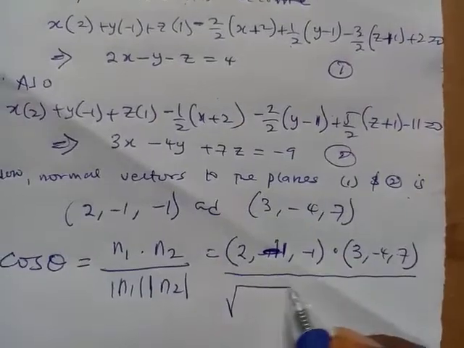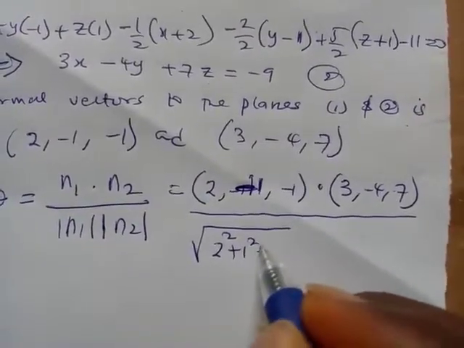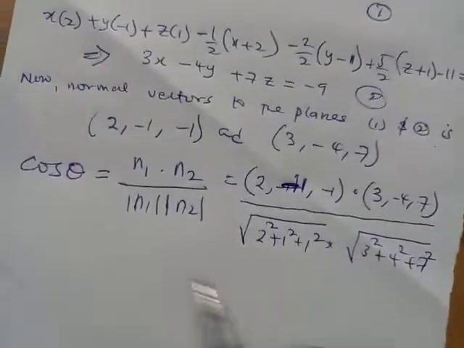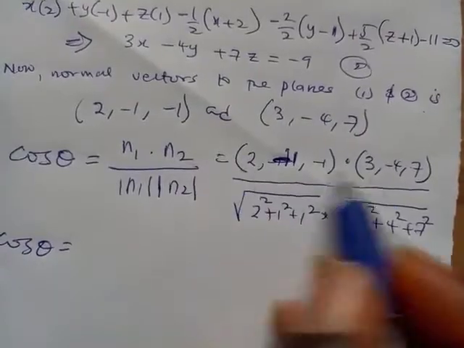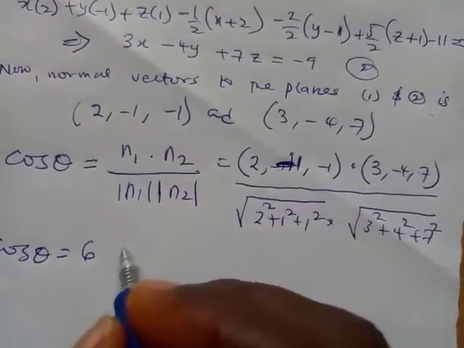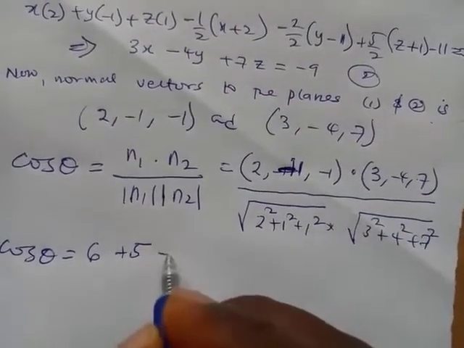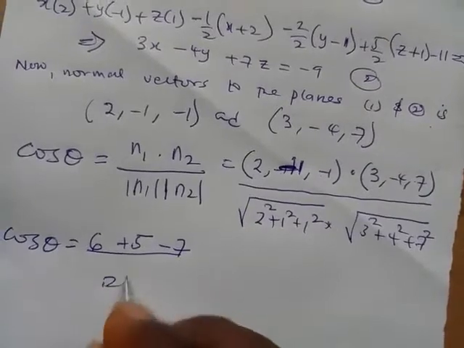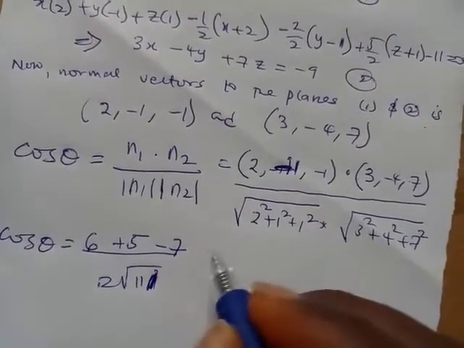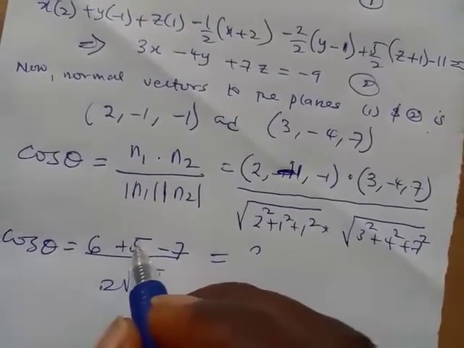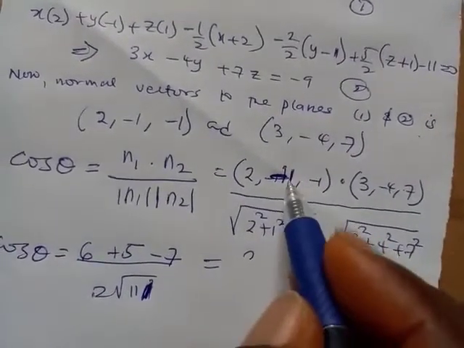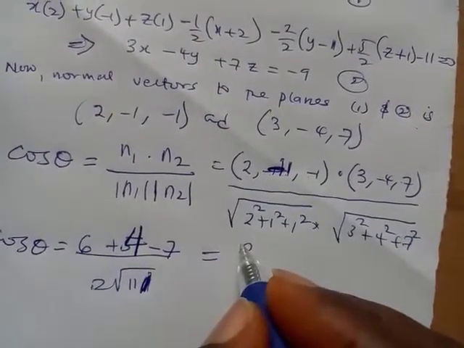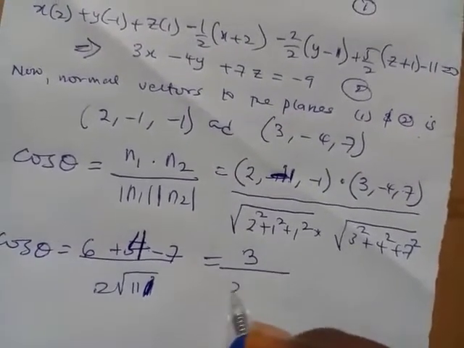This is over the square root of 2 squared plus 1 squared plus 1 squared, times the square root of 3 squared plus 4 squared plus 7 squared. So cos theta is equal to, we multiply: 2 times 3 is 6, minus 1 times minus 4 is 4, minus 1 times 7 is minus 7. This one is easy to do with our calculator. We should have 2 root 111, and this is very easy. Sorry, this is 4, not 5. So 6 plus 4 minus 7 should give me 3 divided by 2 root 111.